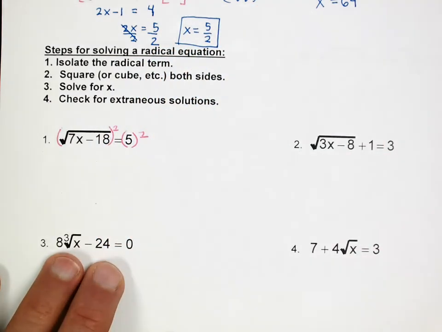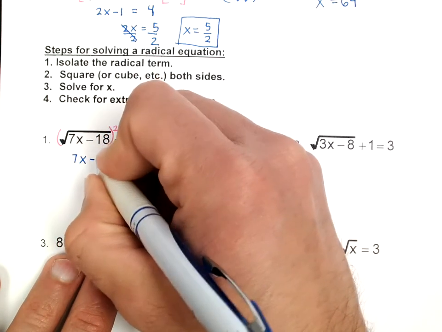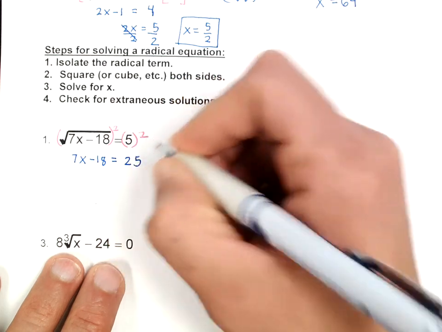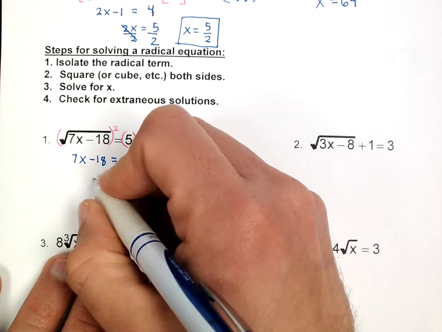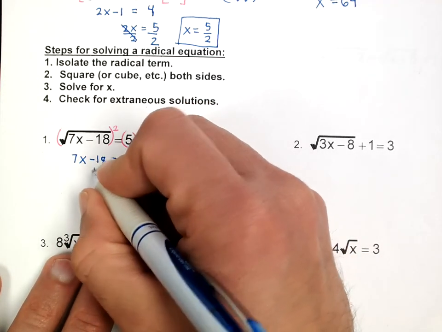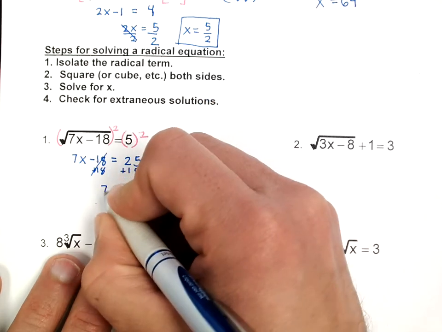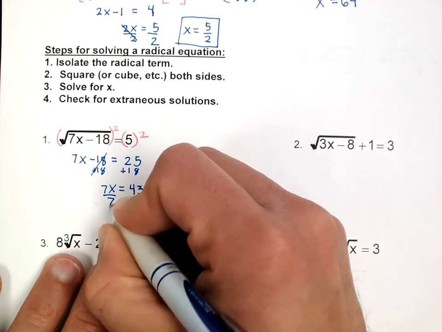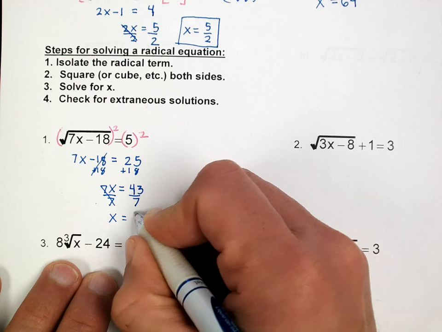So I'm going to square both sides, and that's going to get rid of the square root sign. That's going to give me 25, and I'm just going to solve for x at this point. Alright, so we're going to add 18. If I add 18 to each side, I get 7x is equal to 43. I want to divide by 7. So I get x is equal to 43 over 7.